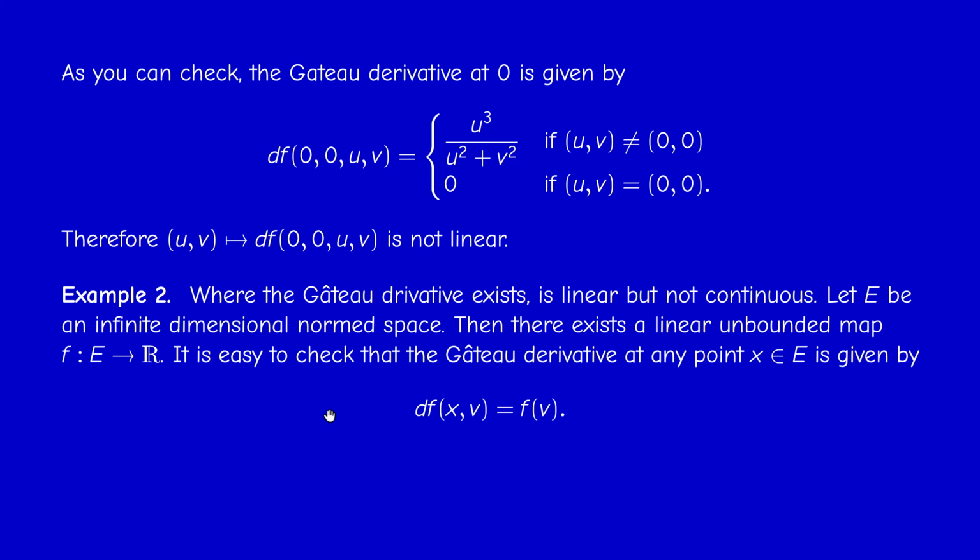So if you take f to be linear but not continuous, and you go back to the definition, you'll see that the Gateau derivative at x along any vector v is just f of v. So it's constant in x. It's linear actually in v, but it's discontinuous. So this is an example where the Gateau derivative is linear but discontinuous. So we conclude that f is not Frechet differentiable, but it's Gateau differentiable everywhere.